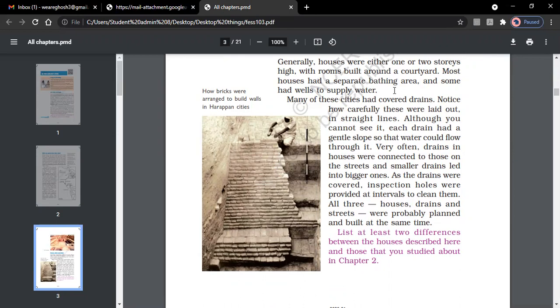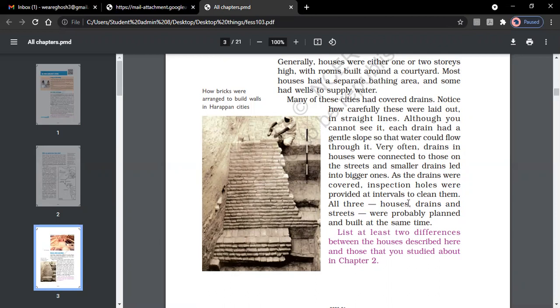And the next question comes from this. Again, you can get two different types of questions from this paragraph. One very important thing, the specialty of Harappa, is the drainage system. So you can get a question like: describe the drainage system of a Harappan city. But normally we can't get such straightforward questions. You can get different questions, from the last line of the paragraph.